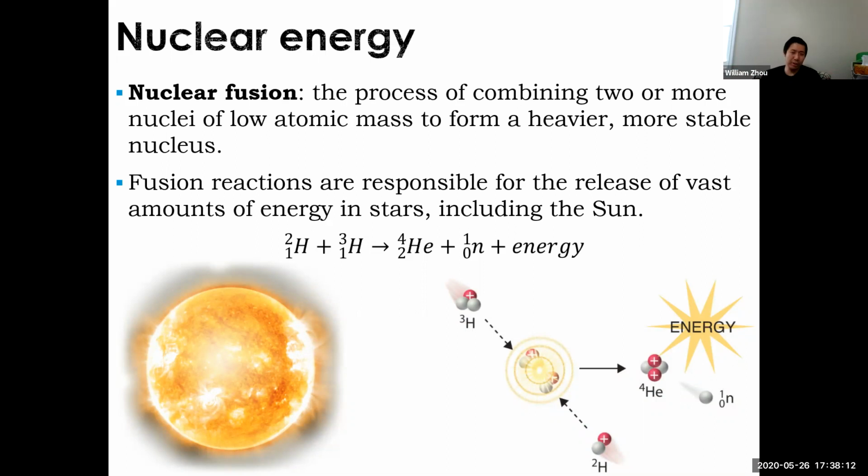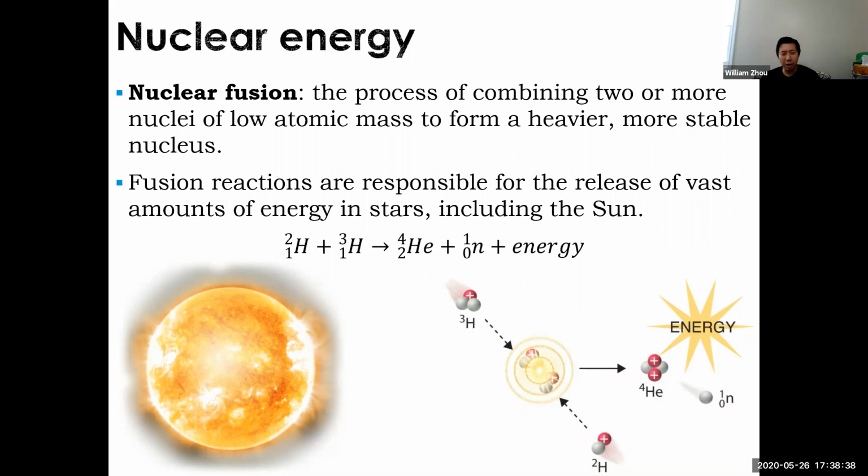Nuclear fusion refers to the combination of 2 or more nuclei of relatively low mass to form a heavier, more stable nucleus. And a prime example of this happening is in the sun. Not just the sun, but all stars in general. That's the definition of a star. You must be able to do nuclear fusion.